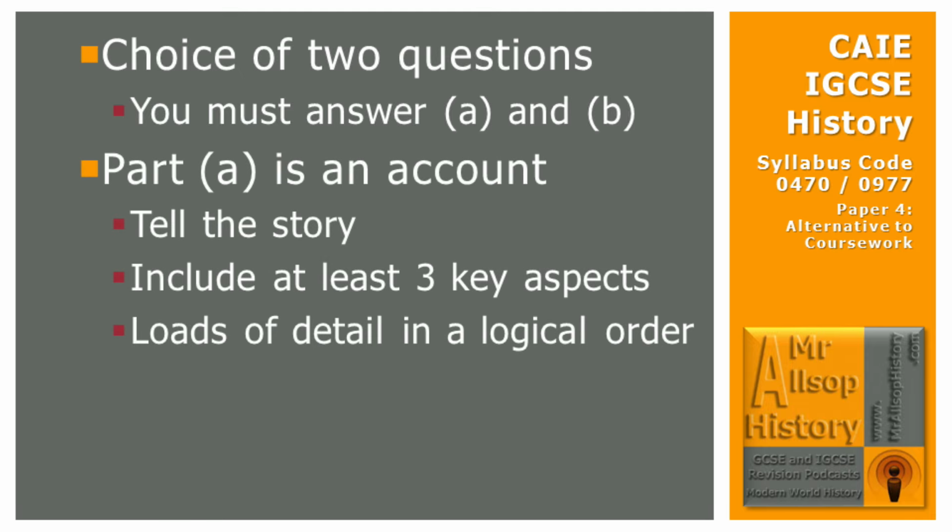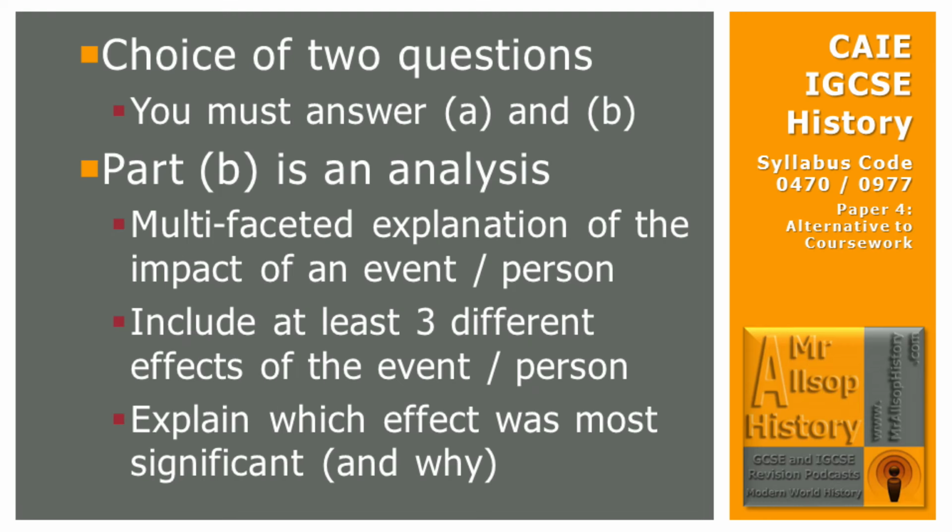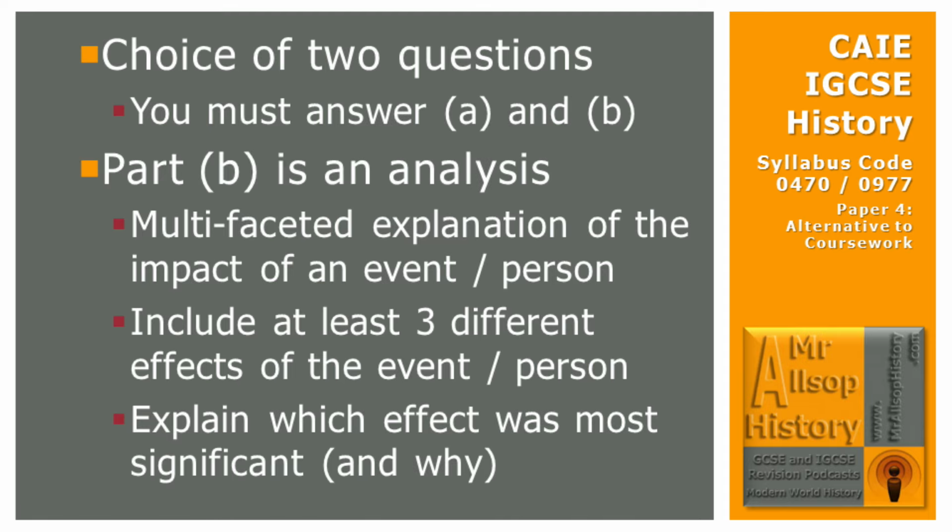This is telling the story of what happened through at least 3 individual aspects. You need to include lots of specific details and you need to order your account logically so that one part flows to the next. What about part B then? Well, this is where you're required to present a multifaceted or multi-factor explanation of an event or a person. The questions usually look at the impact or the importance or the contribution that one event or person made to something else. This requires you to think of at least 3 different ways that that given factor affected other things and explain them with detailed supporting evidence.